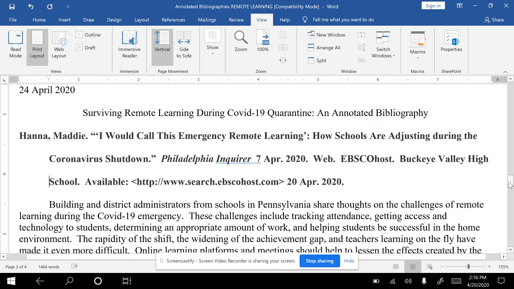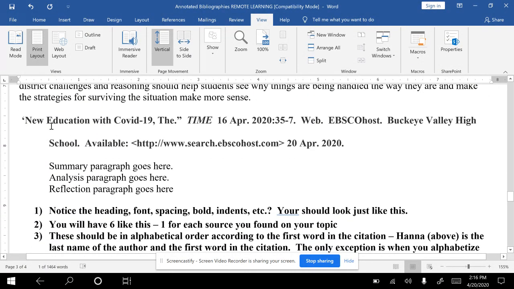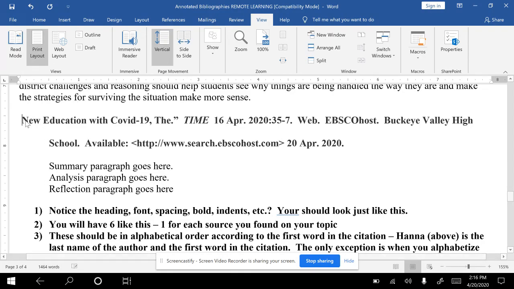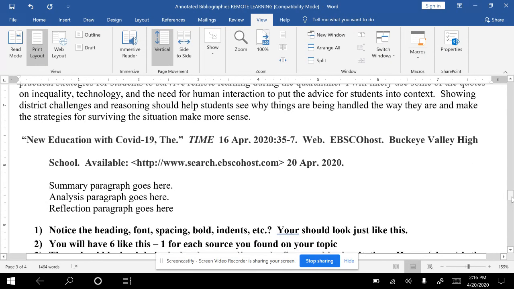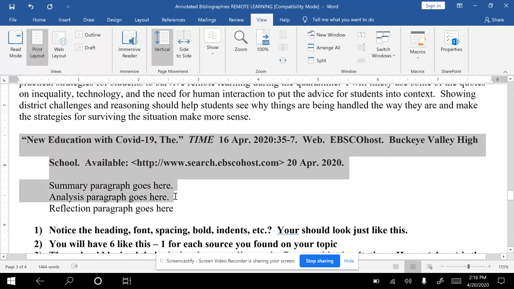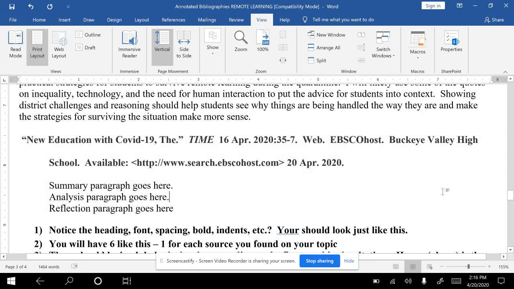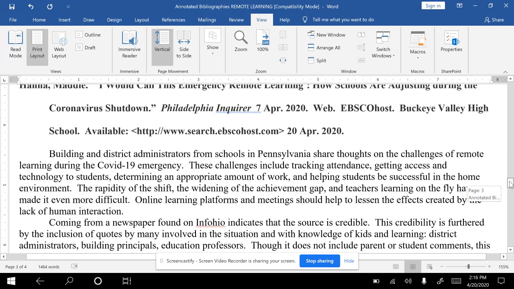Another thing worth noting, you're going to have more than one. This begins with H. You need to alphabetize. The second one begins with N. All right. So we do alphabetize when we have more than one. And for the second one, I just made up a citation and I put here's your first paragraph, second paragraph, third paragraph. All right, just to show you what it would look like.